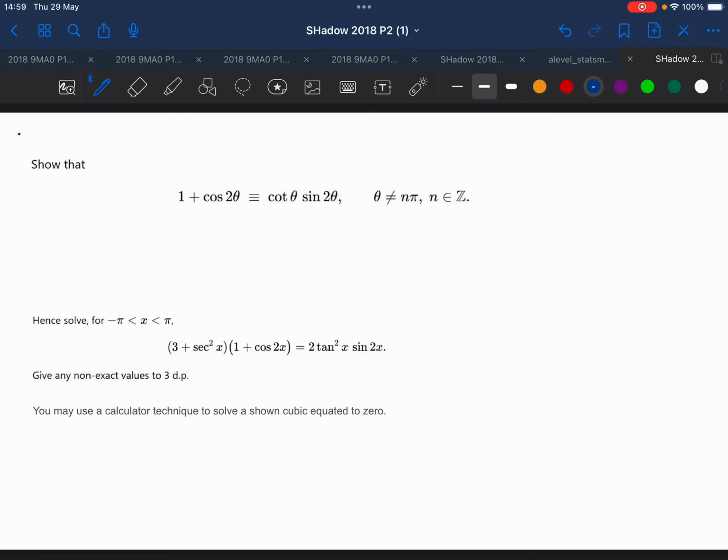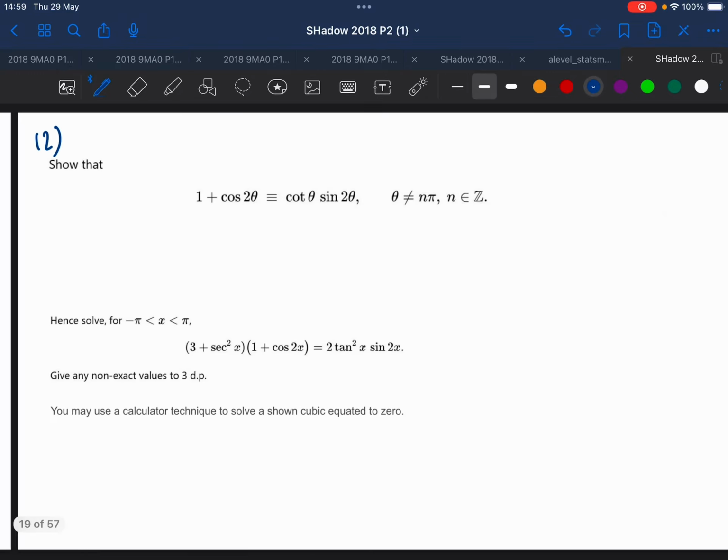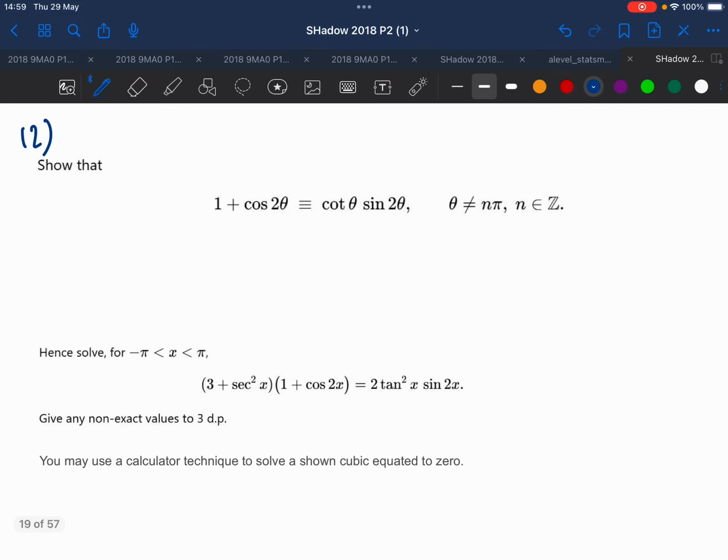Okay, this is question number 12 from our shadow paper. And first of all, we've got to show that. And then if we notice after the show that, there seems to be something quite similar. So this is quite common in the real papers. So the idea is going to be that we're going to sort of substitute this result in and do some solving a little bit later.